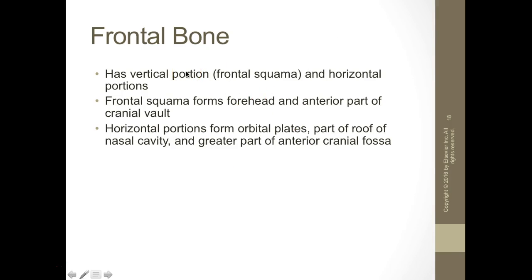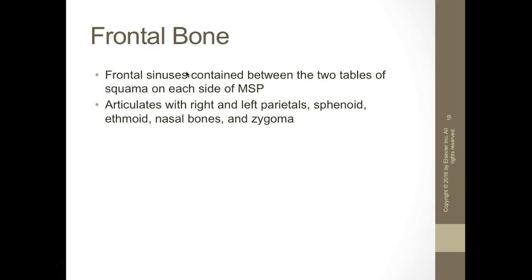So now going into your frontal bone, it has a vertical portion which we call the squama and a horizontal portion. So the frontal squama forms the forehead and the anterior part of the cranial vault. The horizontal portion of the frontal bone plates form the roof of the nasal cavity and the greater part of the cranial fossa. The frontal sinus is contained within the two tables of the squama on each side of the MSP. So there's actually two of them. And usually one side's bigger than the other, that's normal. They articulate with the right and left parietals, sphenoid, ethmoid, nasal bones, and zygoma.